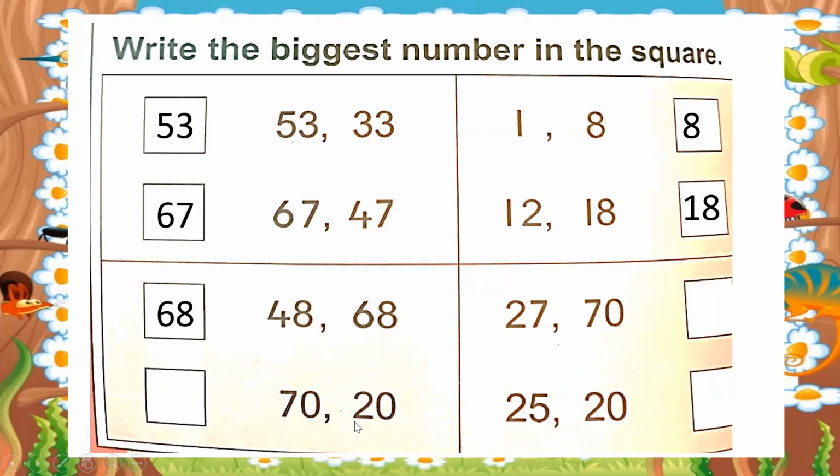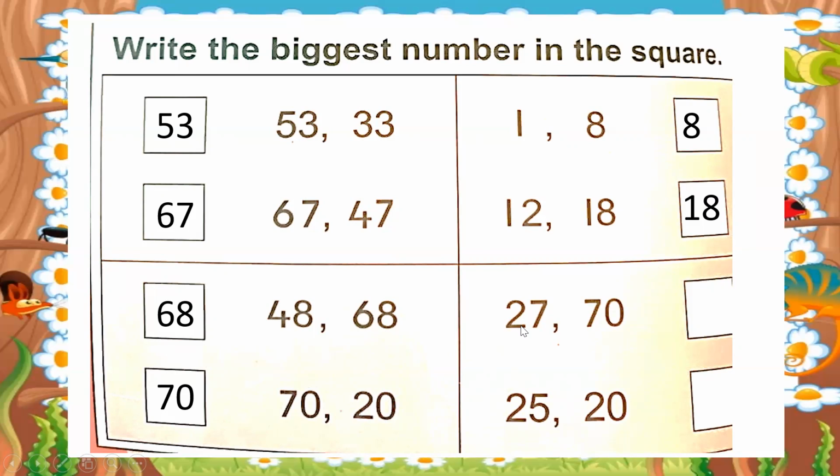70, 20. 7 and 2. Between 7 and 2, number 7 is big while number 2 is small. So between these two, 70 is big. So we write down 70 in the square. Between 48 and 68, number 68 is the biggest. We write it down in the square. Between 70 and 20, number 70 is the biggest. We write it down in a square.